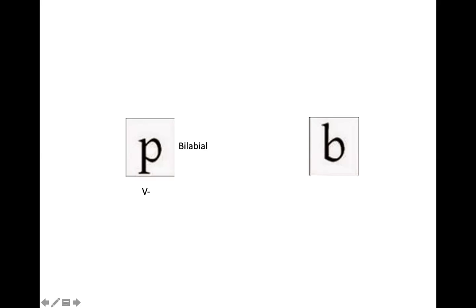Very good. Let's go to this sound. Everybody, b. Ba, b. Very good. So the place of articulation is the same. It is a bilabial sound, but this time it is voiced. So that is the main difference between these two sounds. They are produced in the same place. One is voiceless, the other one is voiced.